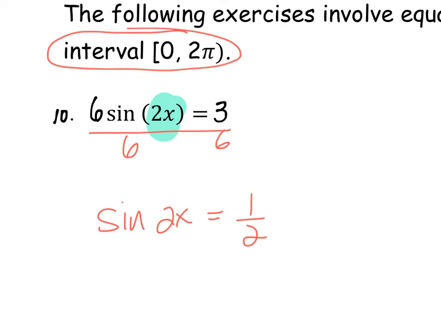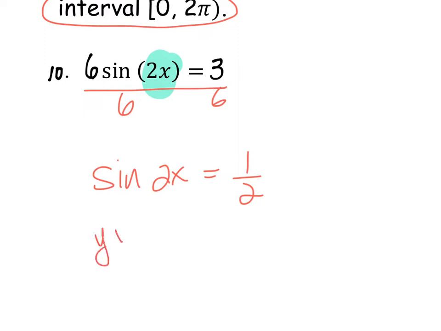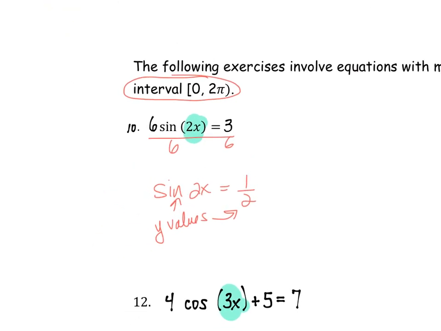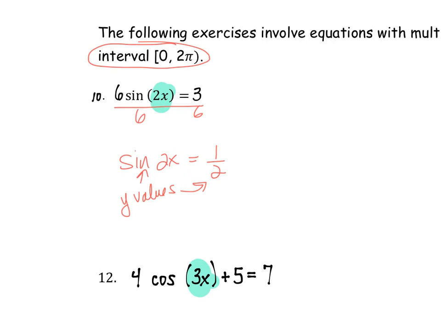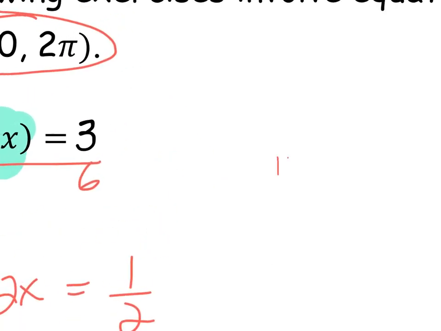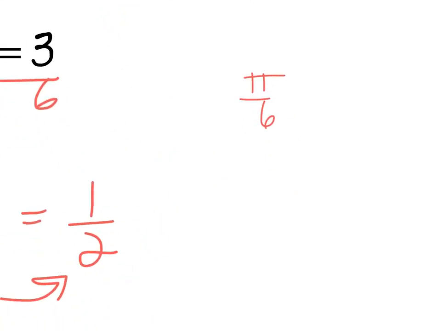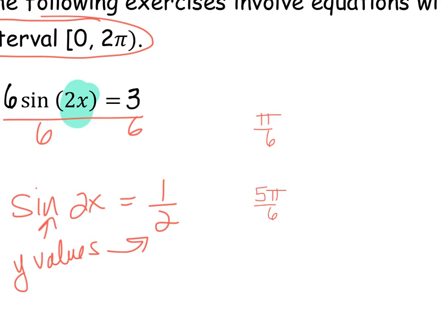What is sine? Y values. So what you're doing is you're looking for the y values on the unit circle that are positive 1/2. Can you guys please tell me what those are? So pi over 6, yes? And 5 pi over 6. Now, this is not x equals. It's what? 2x. So watch.